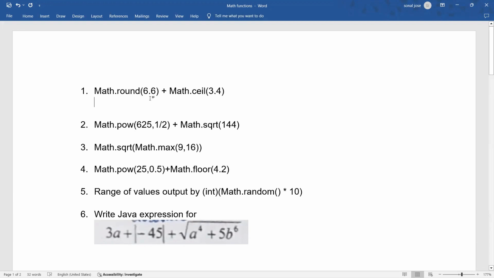Now what did we say? Round will give us an integer. First thing, remember that it will give us an integer. Plus the cutoff is 0.5. So this is 6.6. So it will go up. So that will be a 7. Plus ceil means look up from 3.4.